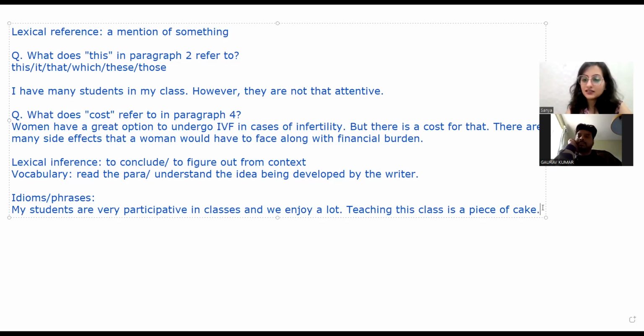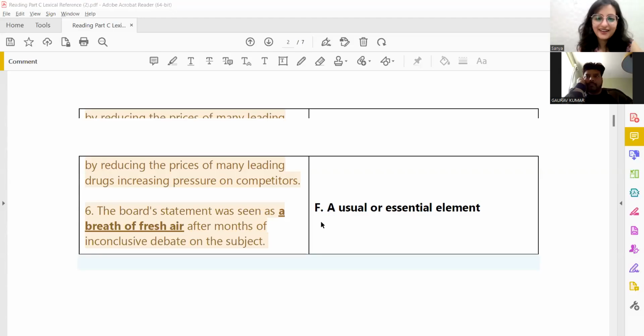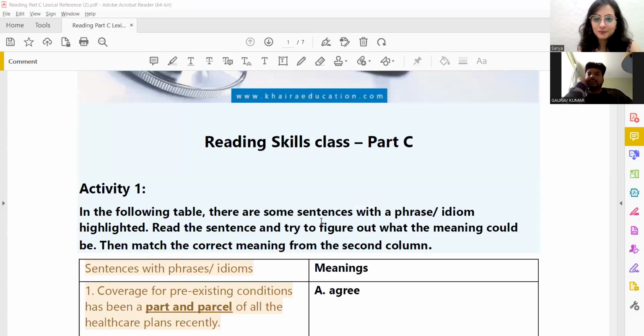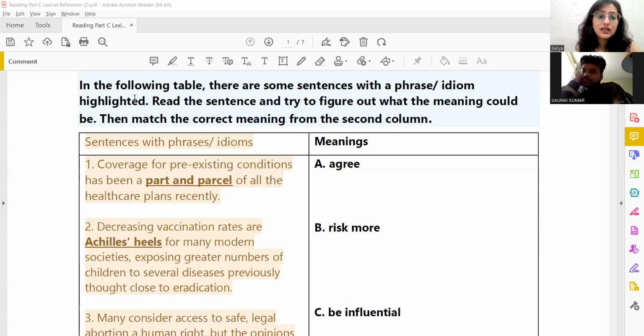There are some other examples that we will now be discussing. So just remember, look at the whole idea that is being developed. Never be overwhelmed that, oh, I have not seen this idiom or this phrase before. Doesn't matter. It is the main idea that we have to understand. So now we come to the first activity that I wanted to do. This is about figuring out the meaning of the phrase or idiom.